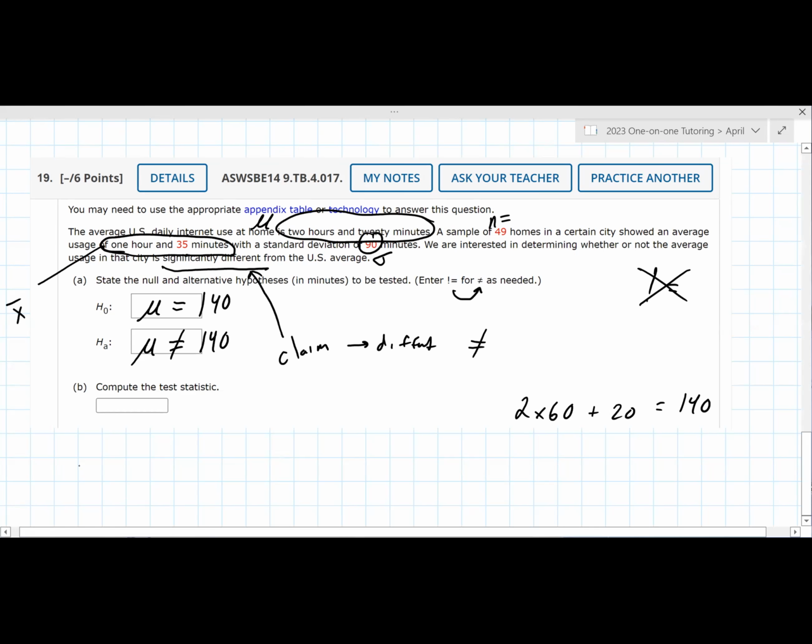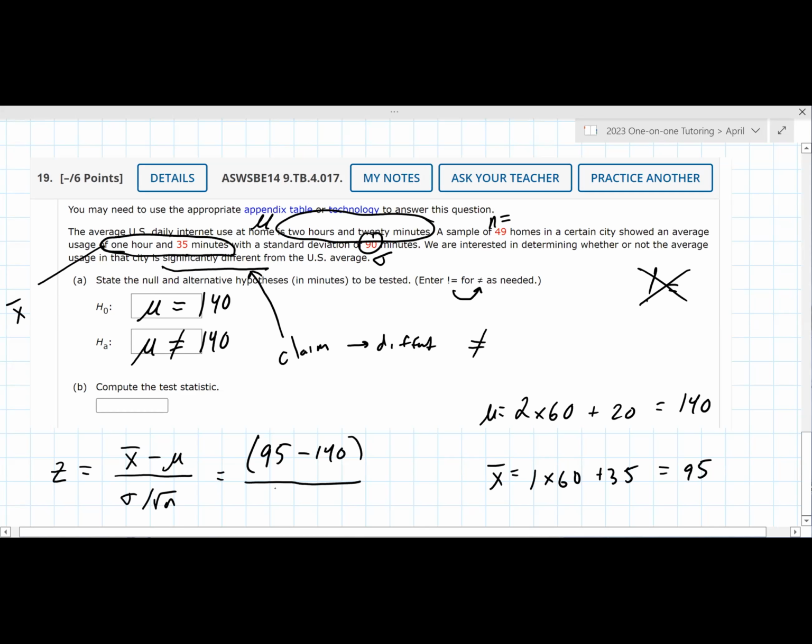Okay, so your test statistic is Z equals X bar minus mu, over sigma divided by the square root of n. Your X bar is 1 times 60 for the 1 hour. Add the 35, that's 95 minutes. Minus 140, over 90 divided by the square root of 49.